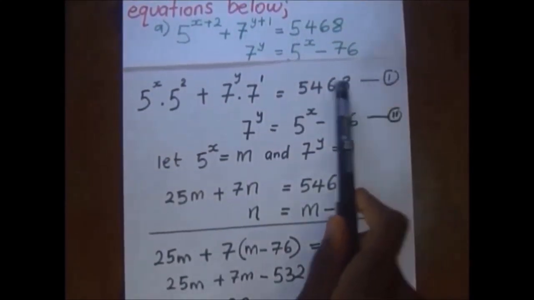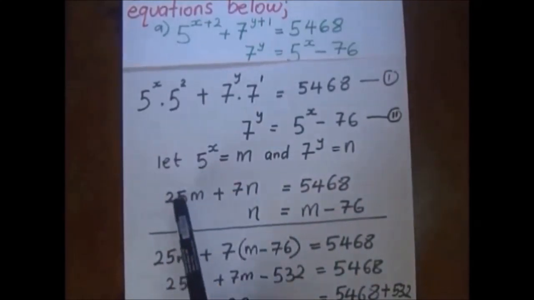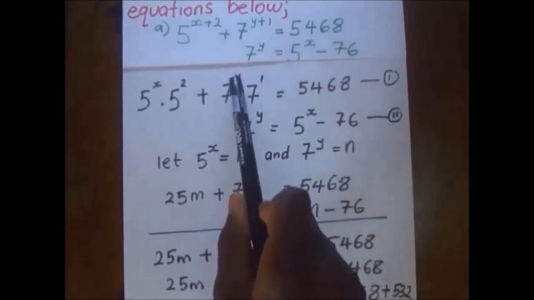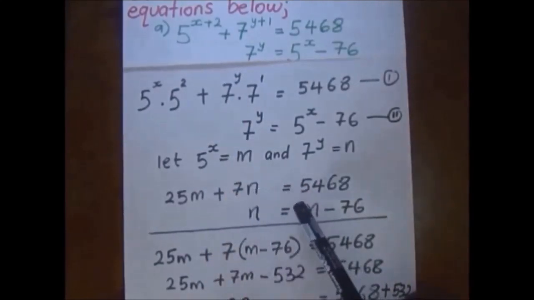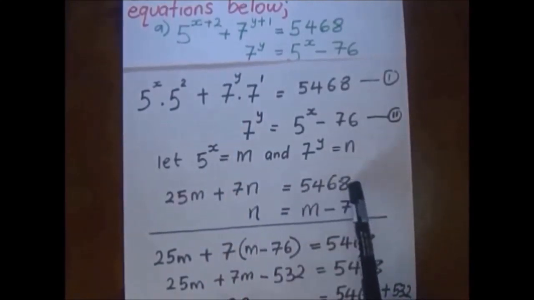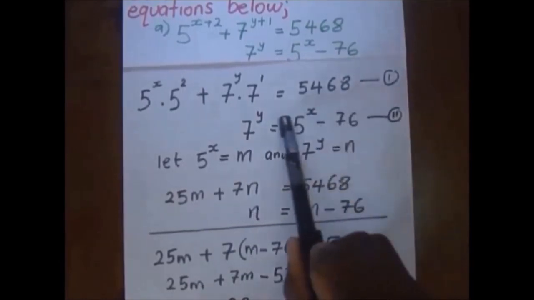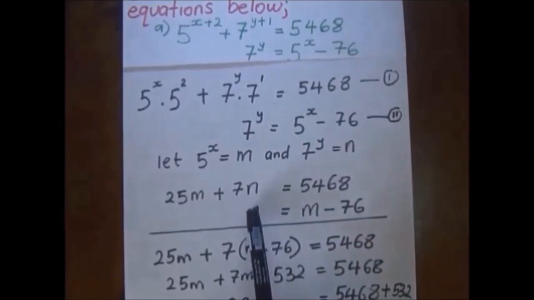So it means that our first equation is going to become 25m plus 7n, because 7 to the power y is n, is going to be equal to 5468. So our value of n here, and then the second equation will become 7 to the power y is n.